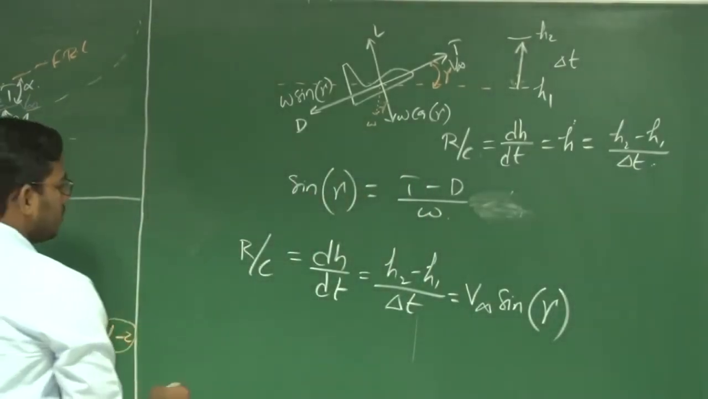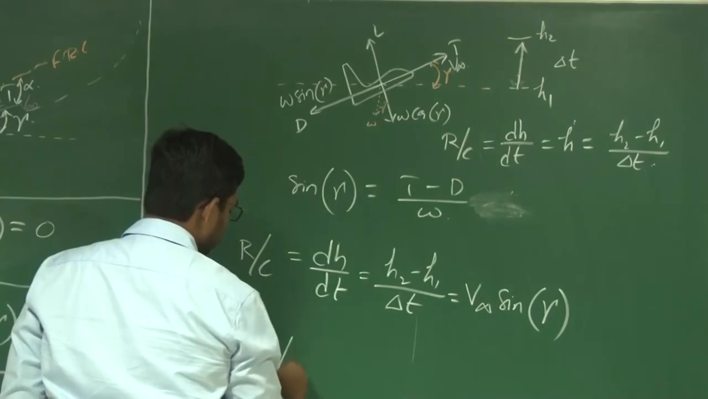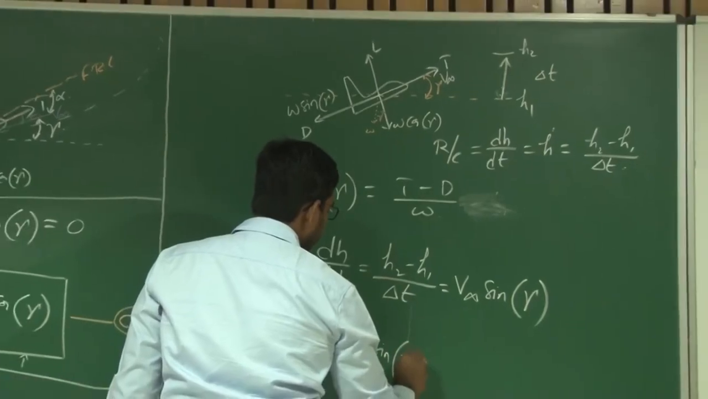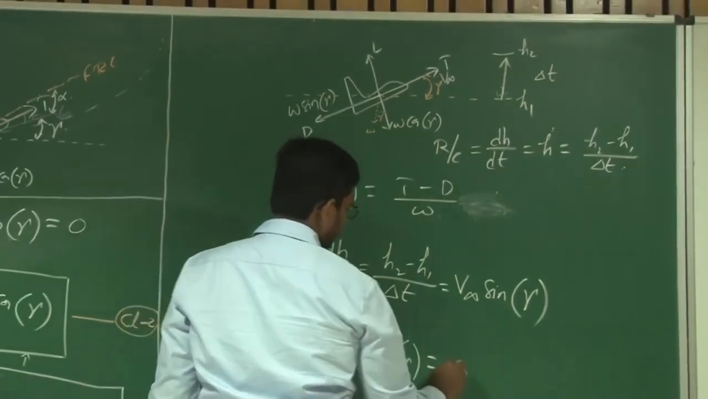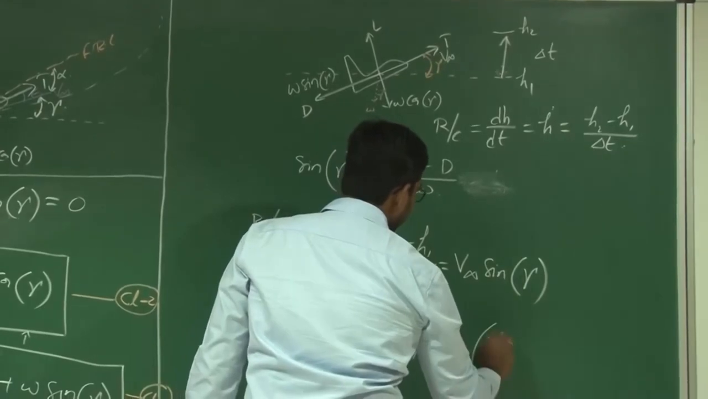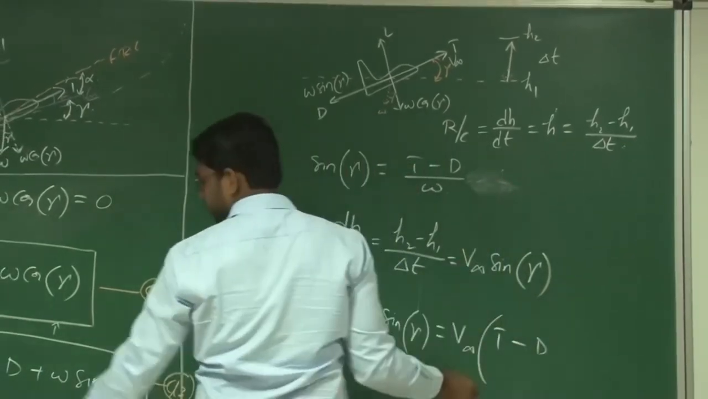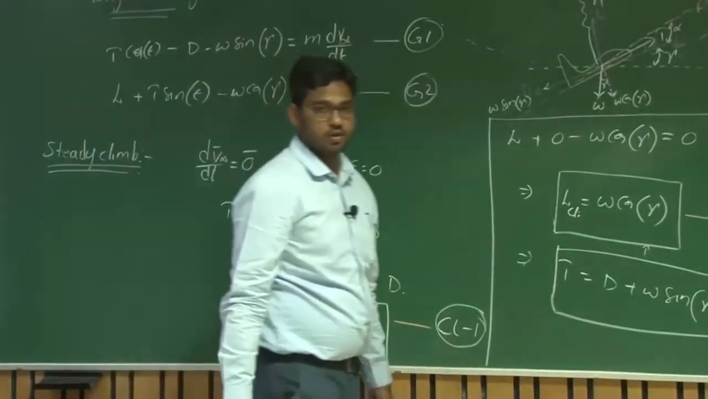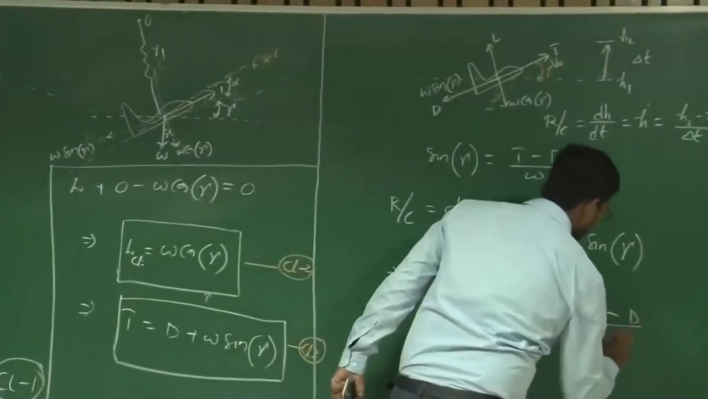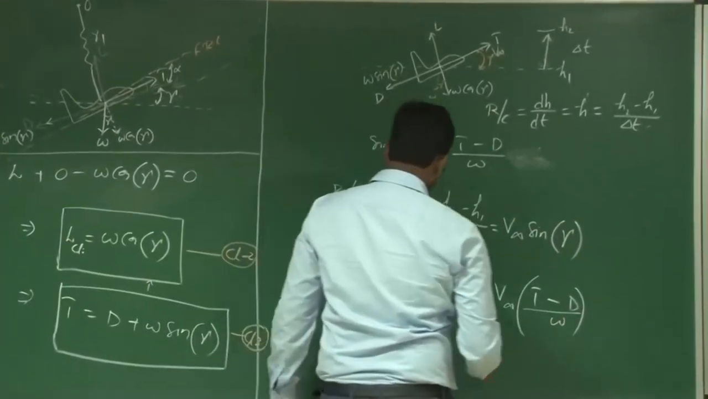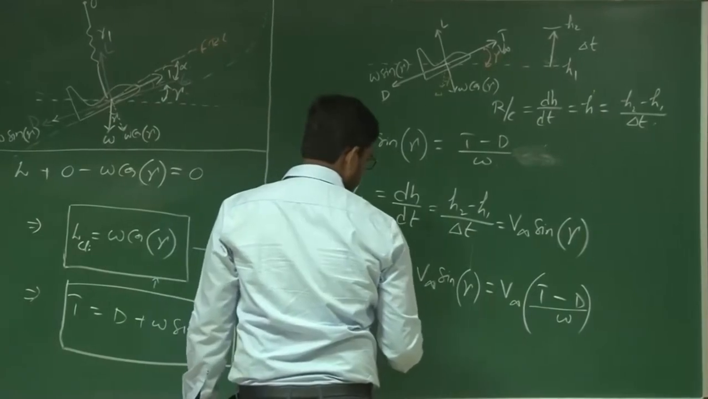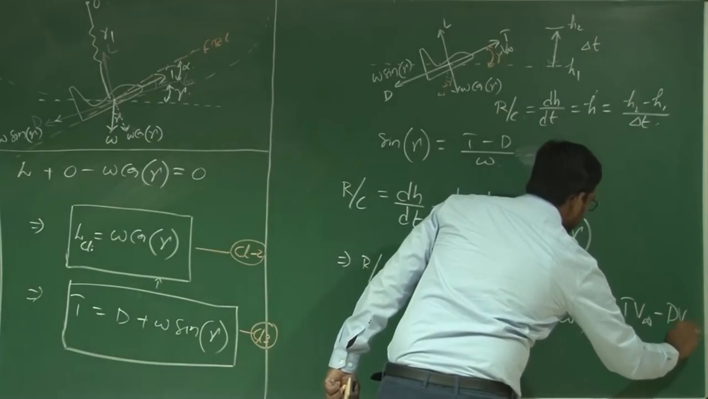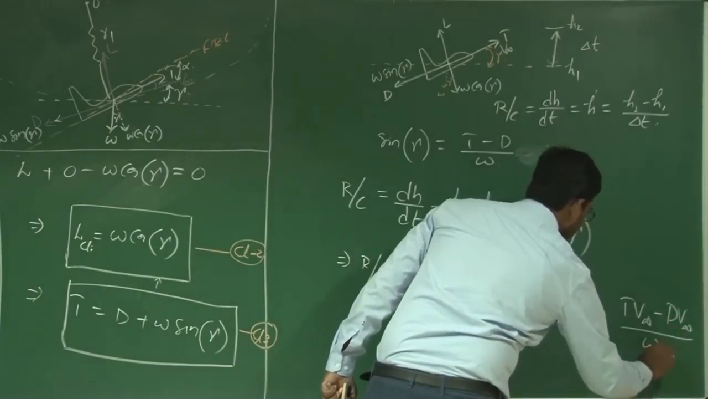So what is sine gamma? Rate of climb is equal to V infinity sine gamma, which is equal to V infinity into (T minus D). So this is from equation climb 1, right, CL1? See, CL1 says sine gamma is (T minus D) by W. So simply substitute the (T minus D) by W here. This implies T into V infinity minus D into V infinity, by W.